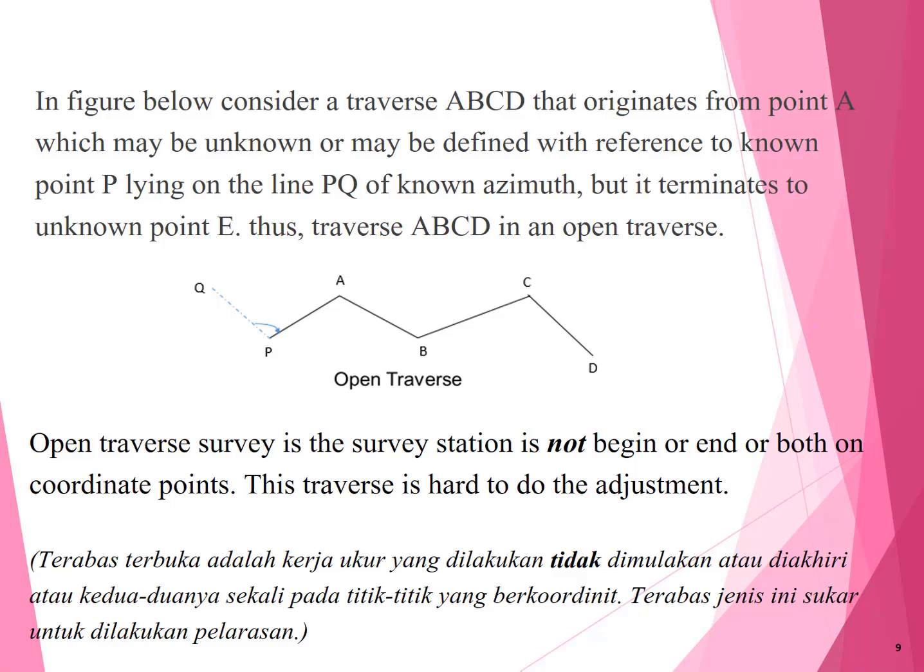In the figure below, consider a traverse ABCD that originates from point A, which may be unknown or may be defined with reference to a known point P lying on the line PQ of a known azimuth, but it terminates at unknown point E. Thus, traverse ABCD is an open traverse. In an open traverse survey, the survey station does not begin or end, or both, on coordinate points. This traverse is hard to adjust.